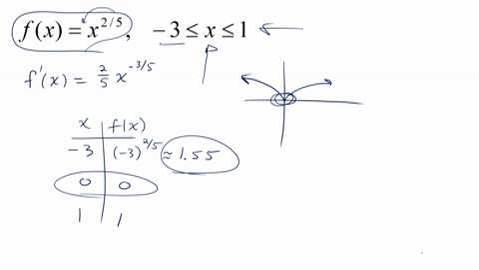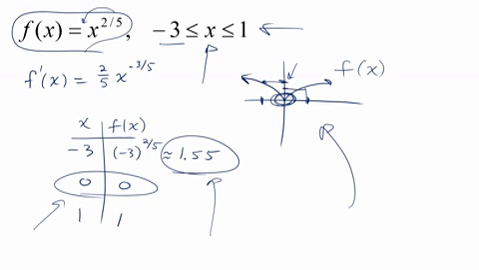And you can confirm this by looking at the graph. Here's the graph of f of x, and we're looking in the window from -3 to positive 1. As you can see, at 0, the function reaches its minimum value of 0. And at the endpoint -3, this function value, which is 1.55, is larger than evaluating the function at 1, so the largest possible function value from -3 to 1 is 1.55.